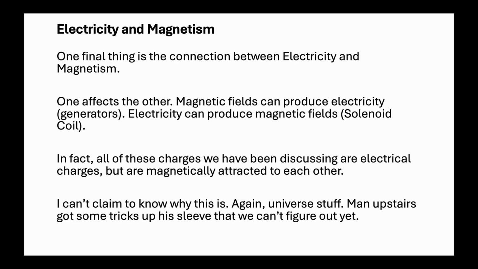One final thing is the connection between electricity and magnetism. One affects the other. Magnetic fields produce electricity, which can be seen in generators. Electricity can produce magnetic fields, which we see in solenoid coils. In fact, all of these charges we've been discussing are electrical charges, but they're magnetically attracted to each other. So what's the big deal? I can't claim to know why this is. Again, universe stuff. The man upstairs got some tricks up his sleeve, and we haven't figured them out yet.